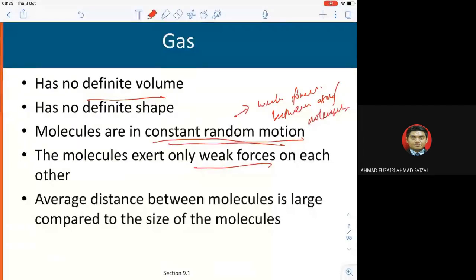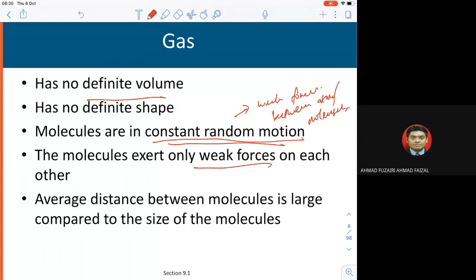The average distance between molecules is large compared to the size of the molecules. Because there is no definite volume and no definite shape, the average distance between the atoms in the gas is larger than the atoms themselves. The distance between the molecules and the size of the molecules are quite different.